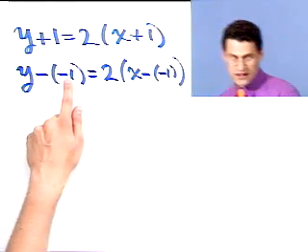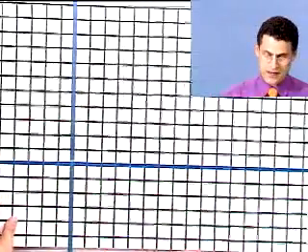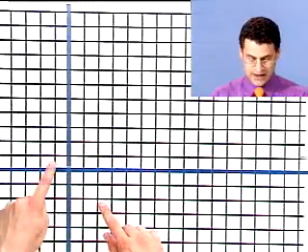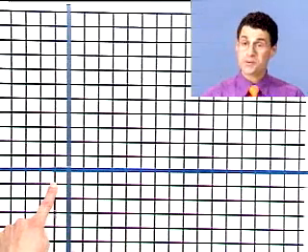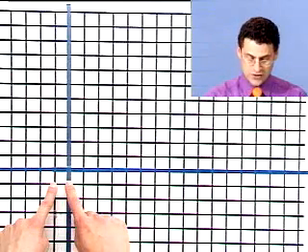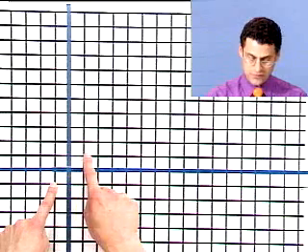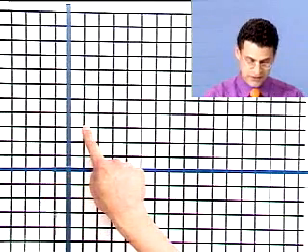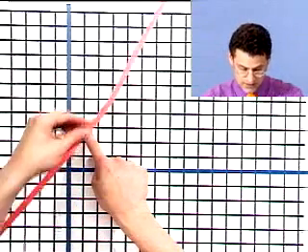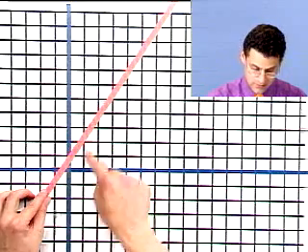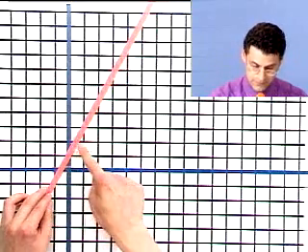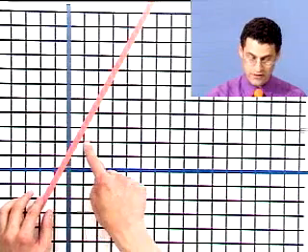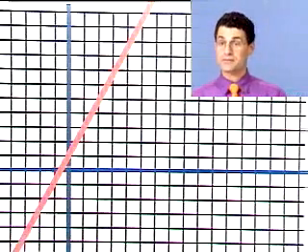And now what would that line look like? Well, it goes through minus 1, minus 1. Slope is 2, so that means that I go 1 unit over, 2 units up. 1 unit over, 2 units up. And so if I connect those points, there's the graph. 1 unit over, 2 units up. So there's the line. Really simple.